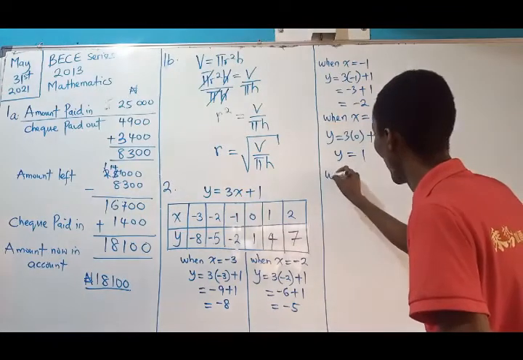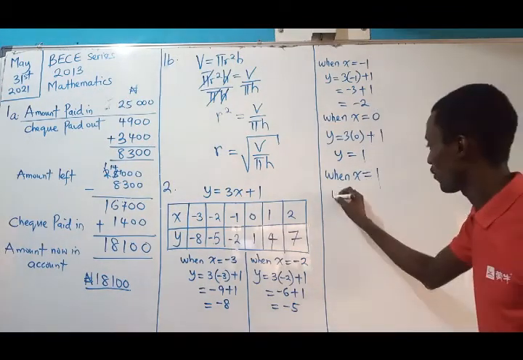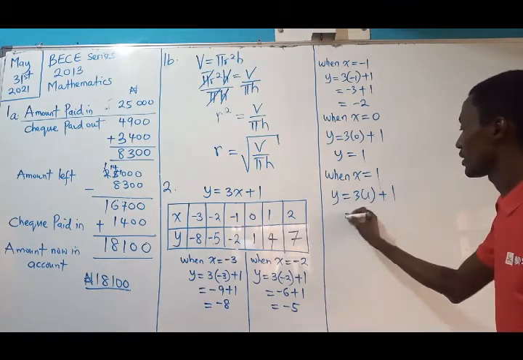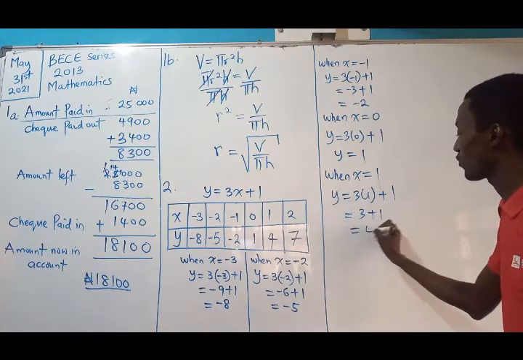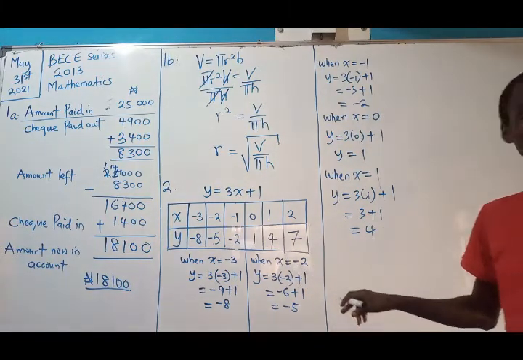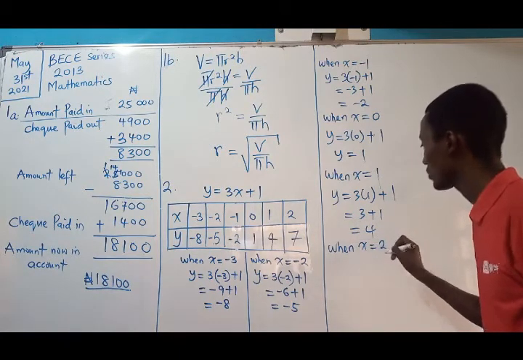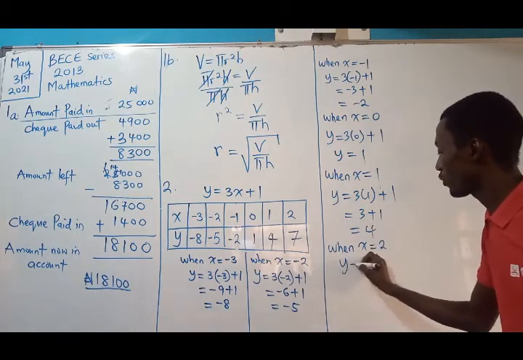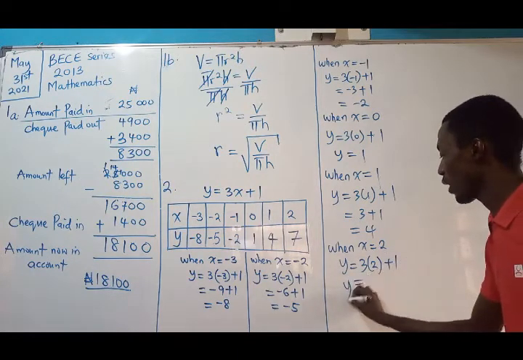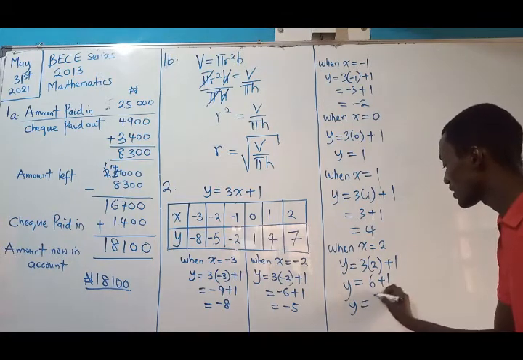Alright, so then we go to when x is equal to 1. What do you have? You have y equal to 3 into 1 plus 1. This will be 3 plus 1, and that will be 4. So you see that we are correct. You can bank your money on this one. And go to the next one when x is equal to 2. y will be equal to what? 3 into 2 plus 1. And that means that y will be equal to 6 plus 1. y eventually becomes what? 7.